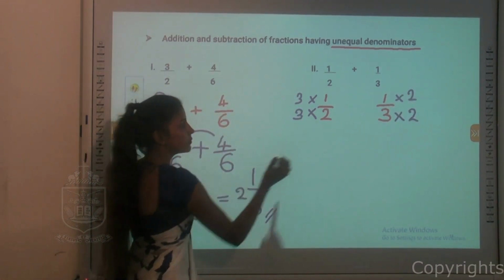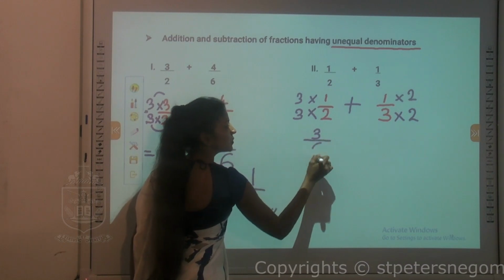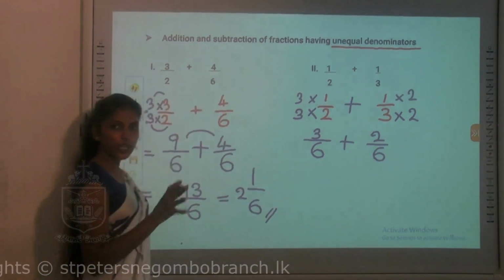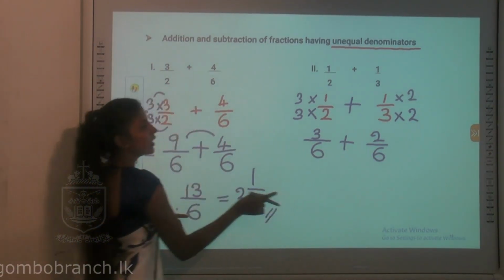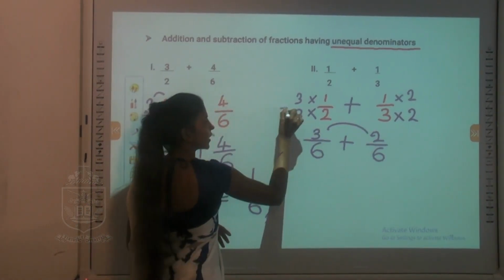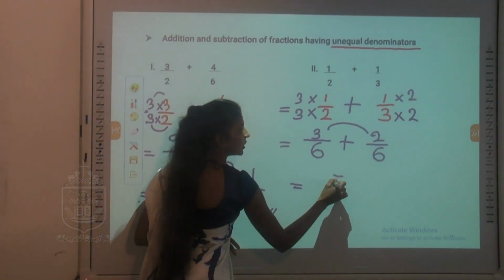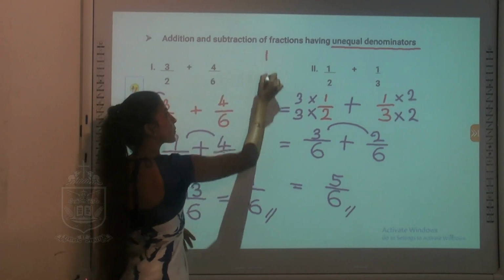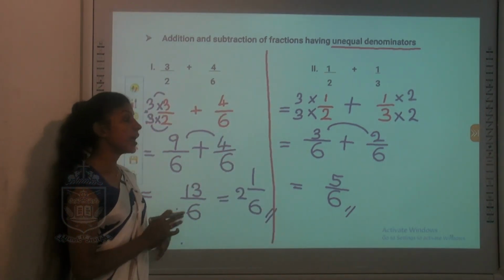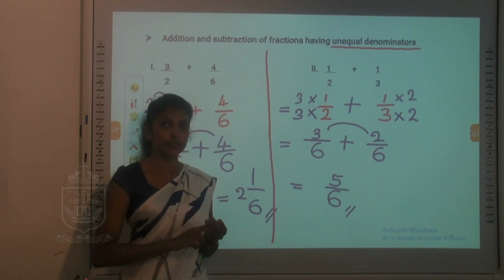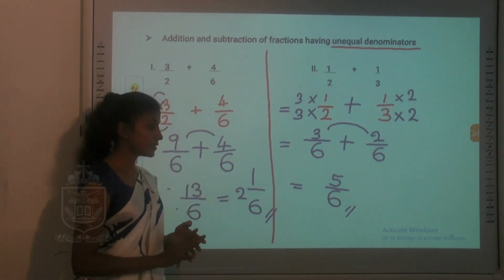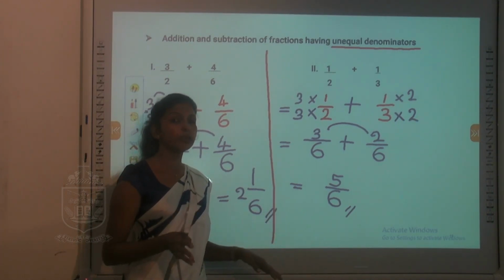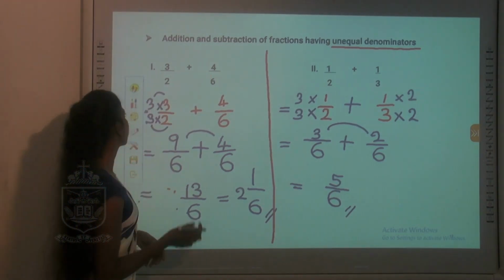So what is the answer? 3 times 1, the answer is 3. 3 times 2, 6, plus 1 times 2, 2. 3 times 2, 6. Now we can all see the denominators are the same and we can add the numerators. So the answer will be 5 over 6. Now tell me whether it's a proper fraction or an improper fraction. Yes, it's a proper fraction. And is it in the simplest form? Yes. We have to check whether all three conditions are satisfied. Is it a proper fraction? Yes. Is it in the simplest form? Yes. Only if it is improper do we have to convert it into a mixed number. Okay.